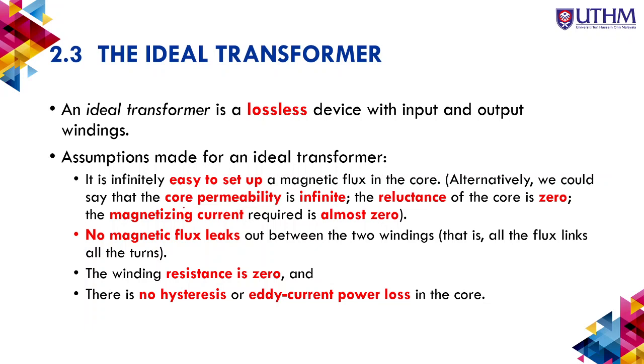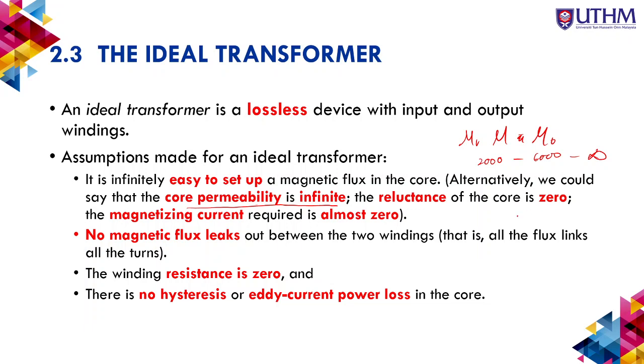Previously, for the core we have mu r, mu and also mu naught. If we compare to free space, last time we saw values up to 2000, or maybe 6000. However, the ideal is up to infinity. And then the reluctance of the core is 0.